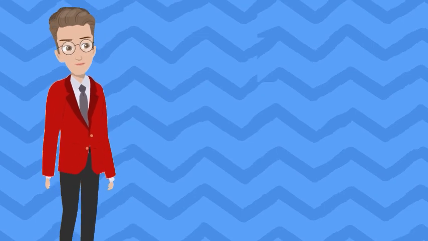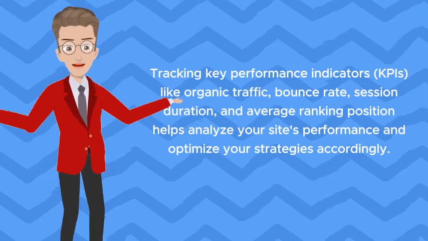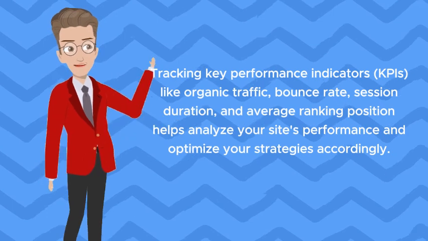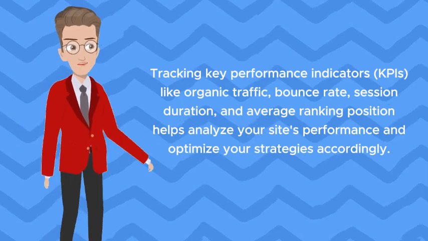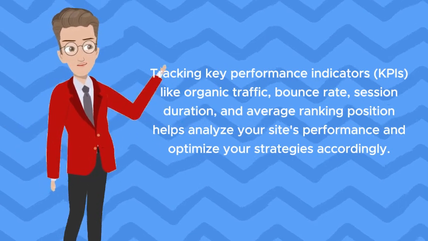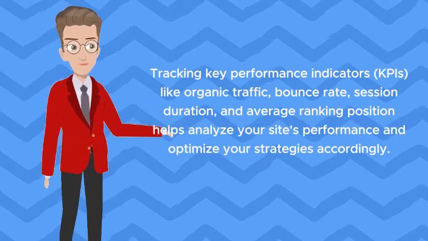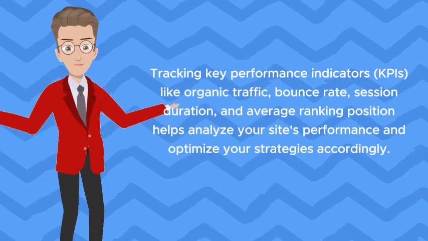To recap, here's what we've covered. Organic traffic reflects the success of your SEO efforts, while bounce rate and average session duration provide insights into user engagement. Finally, average ranking position shows how visible your site is in search results. By tracking these KPIs consistently, you'll gain a clear picture of your site's performance and know exactly where to focus your optimization efforts.